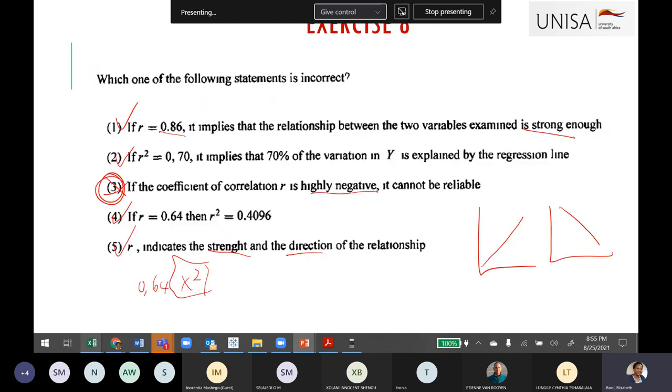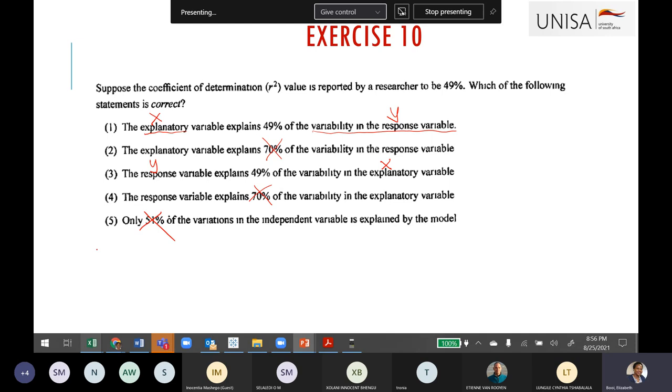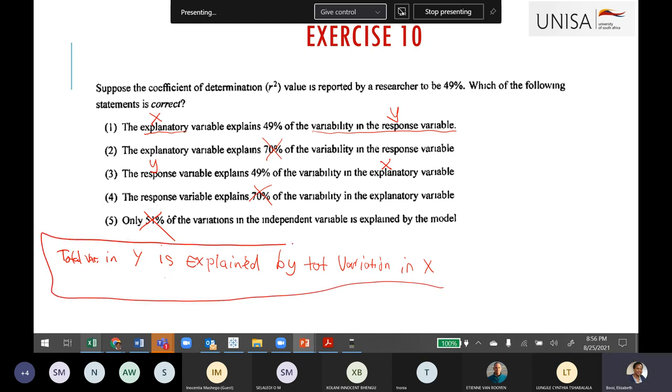Remember, in terms of your R, we did that in the discussion. We say 70% is explained by. So here also, you must remember that the total variation in Y is explained by the total variation in X. That is how you explain it. That's the standard way of explaining the coefficient of determination.